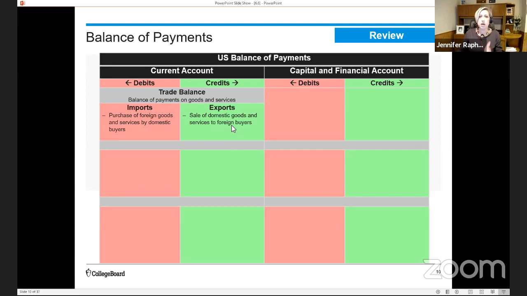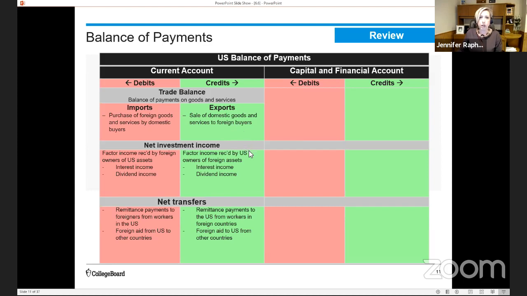Exports represents a credit to the current account. It's money coming into the country. When US firms sell goods and services to buyers in other countries or overseas, money is coming into the country, and so it's represented as a credit in the current account. Now, as you learned, there are other categories in the current account. It's not just the trade balance, but the trade balance is by far the biggest part of the current account. Okay. So then Mr. Romano talked you through a little bit about what's happening on the capital and financial account.